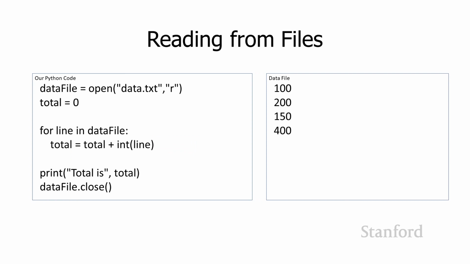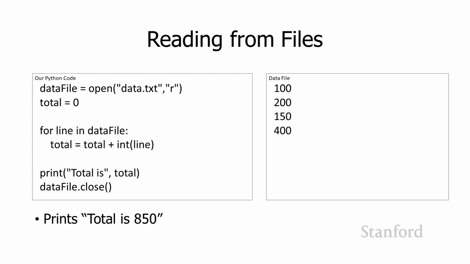Okay, so here's an example which we could actually run. On the right, I have the actual data file, and then we've got our code on the left. And so the way this is going to work is, well, we've got a little for loop there, for line in data file, and line is initially going to be set to 100, then it's going to be set to 200, then it's going to be set to 150, and then it's going to be set to 400. And other than that, this will work exactly like the previous example. If you have trouble understanding that, you should take a look at the previous video on for loops.